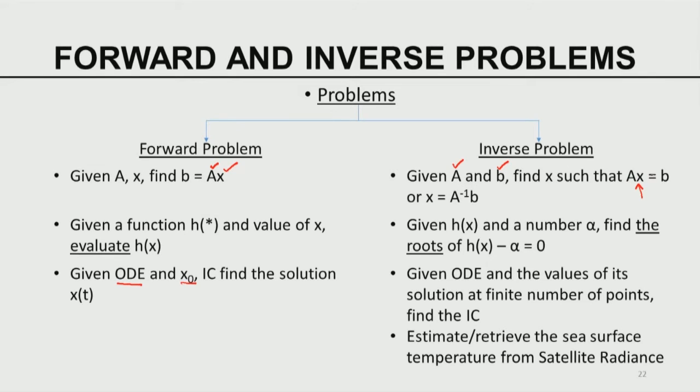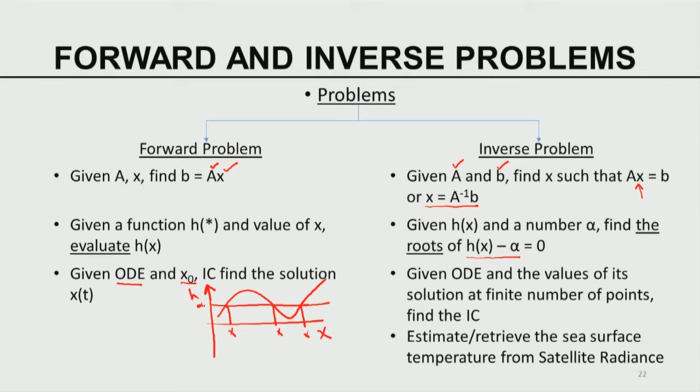So finding X given A and B, X is equal to A inverse B, where the inverse of A is called A inverse. So that is an example of an inverse problem. What is the other example of an inverse problem? Given a function h of x and a number alpha, I would like to find the roots of the equation h of x minus alpha is equal to 0. For example, if I have a function of x, this is h, this is the level alpha, the function may have this shape. So I would like to find the value of x here, the value of x here, the value of x here.